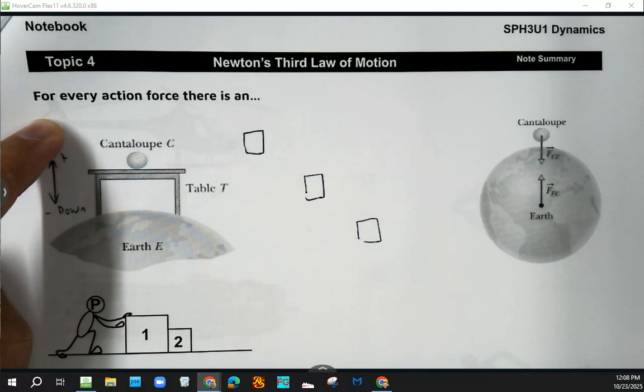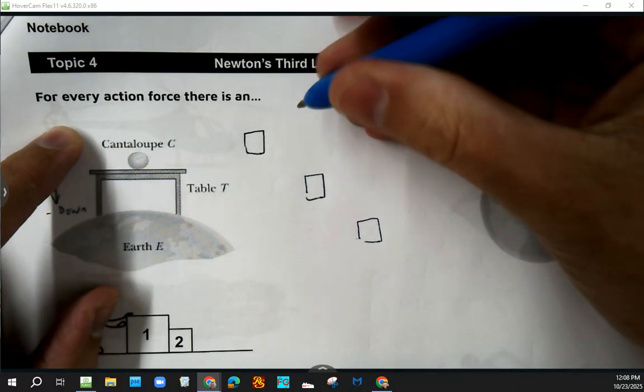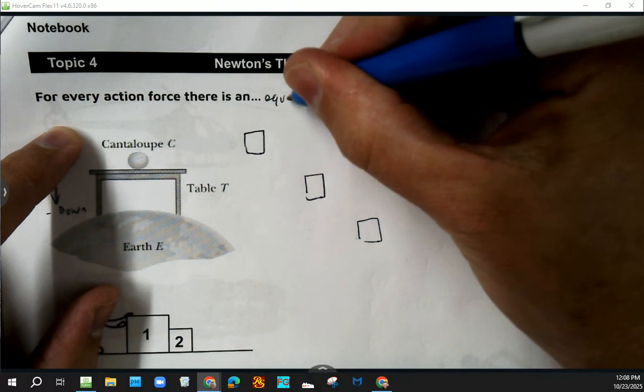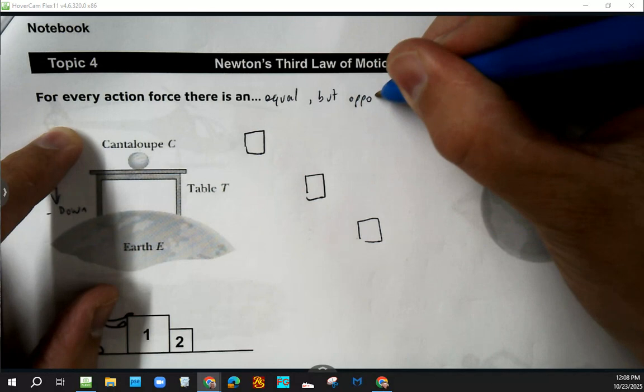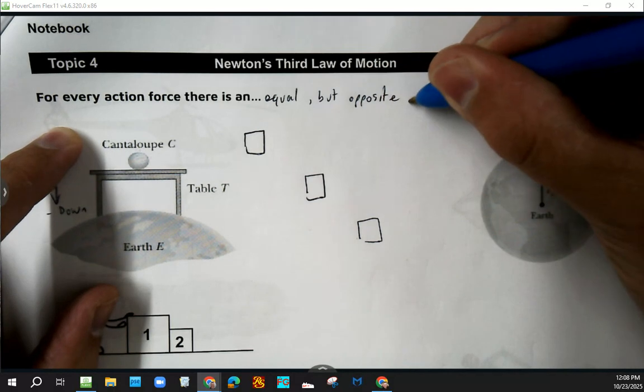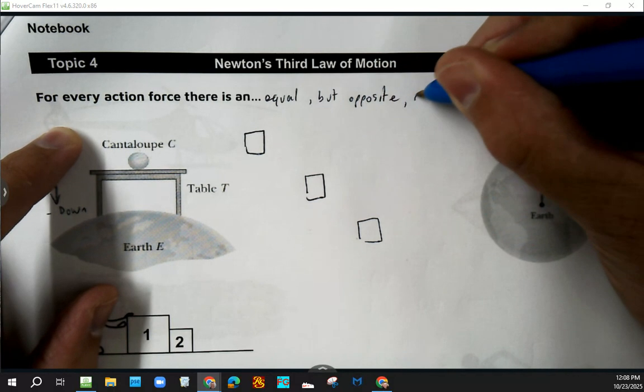You guys know how to finish this? Let me try again. For every action force, there is an equal and opposite reaction force. And like, at some point here, I'll finish it off. An equal but opposite reaction force.